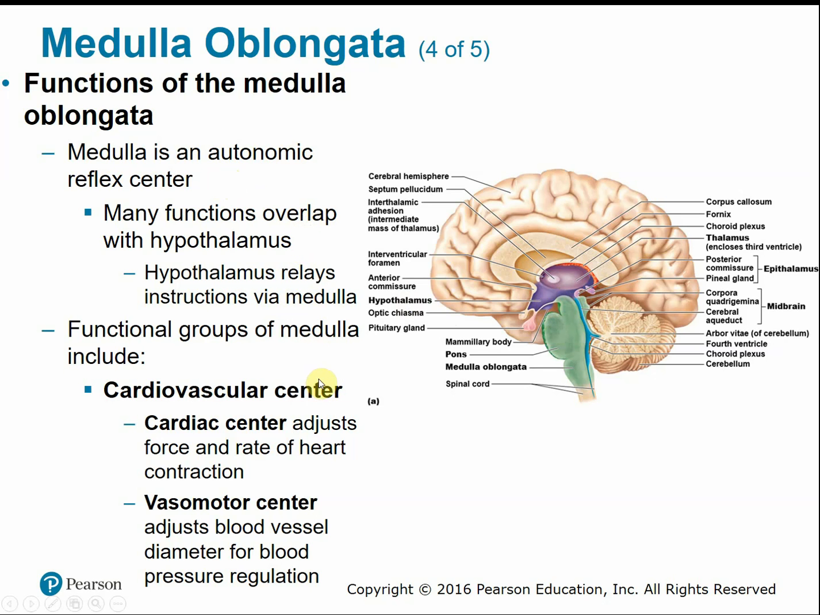So some different functional groups of the medulla that it's in charge of. We have the cardiovascular center, so it can adjust the heart rate or the force of contraction, so how hard the heart is squeezing blood out, as well as the vasomotor center, so we can adjust blood vessel diameter, so we can constrict or relax the blood vessels to help regulate blood pressure.